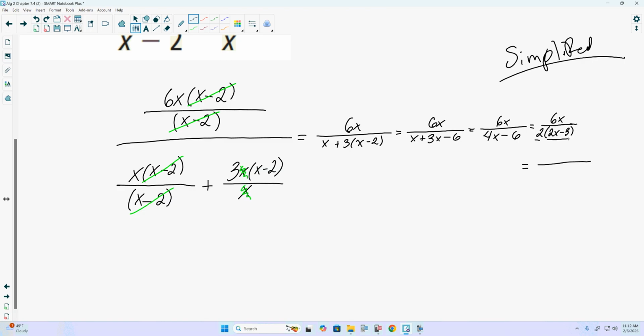Now, since the 2 and our 2x minus 3 are multiplied, we can reduce that 2 on the outside with the 6 on top, because when we have multiplied factors, we can simplify. And 6 over 2, we'll leave the numerator as 3x and the denominator as 2x minus 3. There's nothing else in common on the bottom that we can pull out to reduce with the top term. So this is considered simplified because there's nothing we can factor out or change.